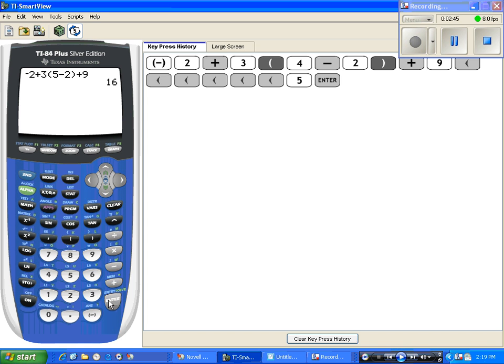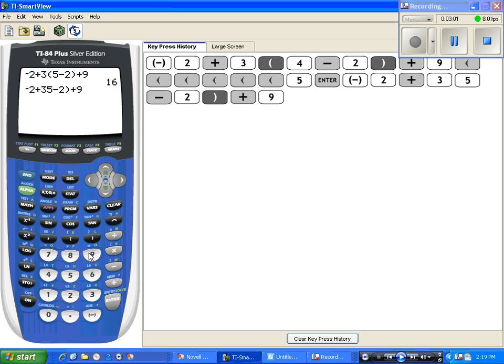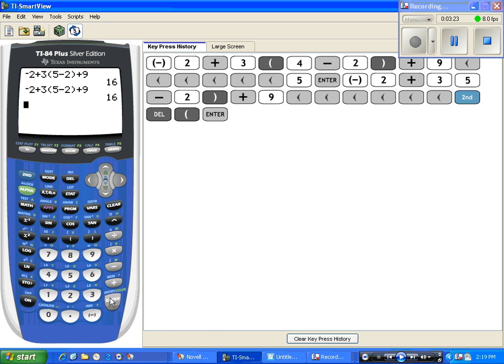Now let's do that again. This time, negative 2 plus 3 5. What I'm doing here is forgetting my parenthesis. Subtract 2, close parenthesis, plus 9. Now to put that parenthesis back in, what I can do is cursor back again, and I want to stop on the entry that is right after what I want to squeeze in front of, and then I press second, insert, and then parenthesis, and I can squeeze in that missing 5 and hit enter.